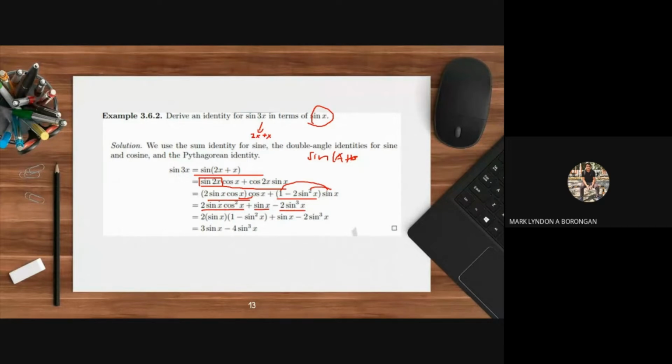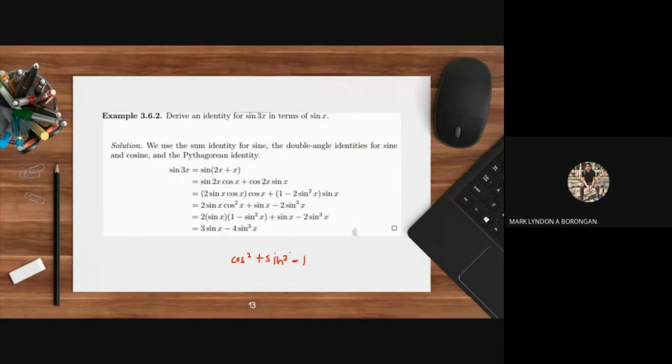Since we still have cosine squared here, how do we remove it? Remember our identity, as you can recall: cos squared plus sine squared is equal to 1.